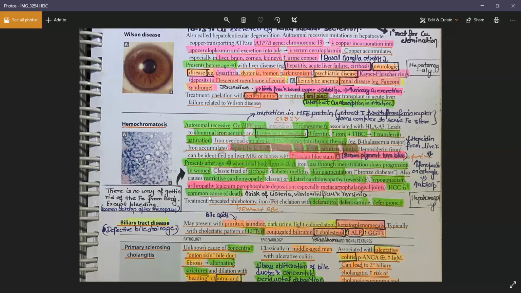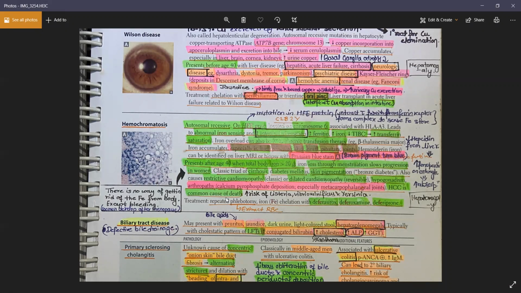The second treatment is phlebotomy, in which you remove the RBCs from the blood. As a result, you'll be removing the iron from the blood. So two treatments exist: one is phlebotomy, and the second is chelation therapy with deferoxamine and deferiprone. These drugs will also decrease the absorption in the GIT. By binding to the iron, they will be increasing the excretion of the iron from the GIT.